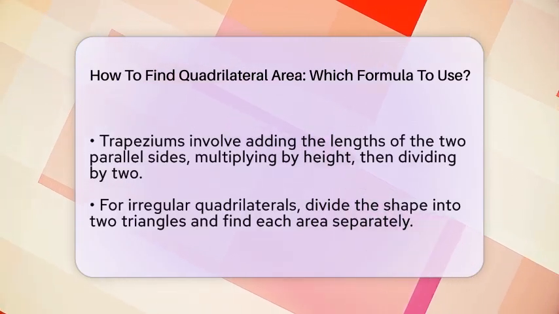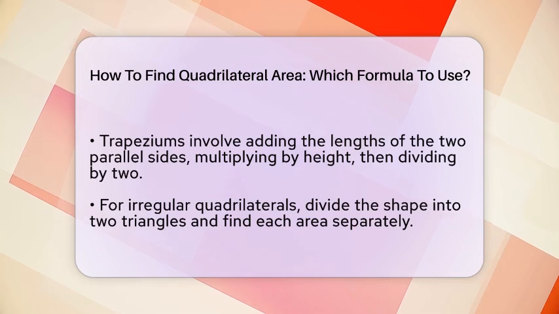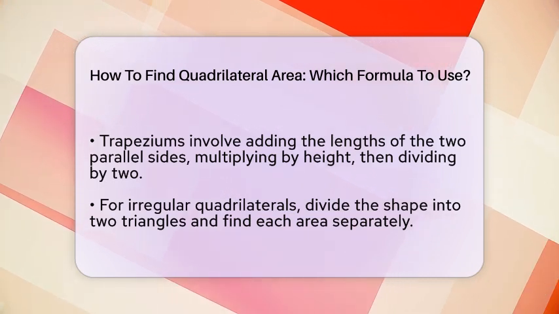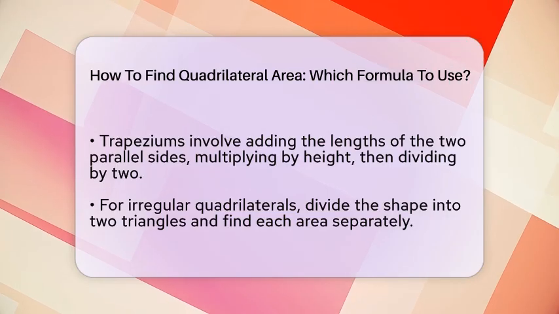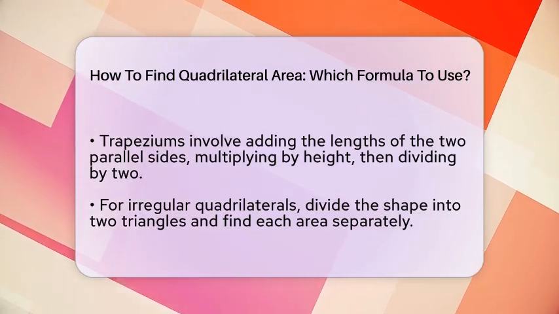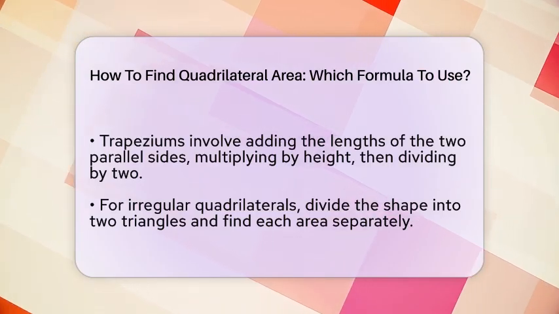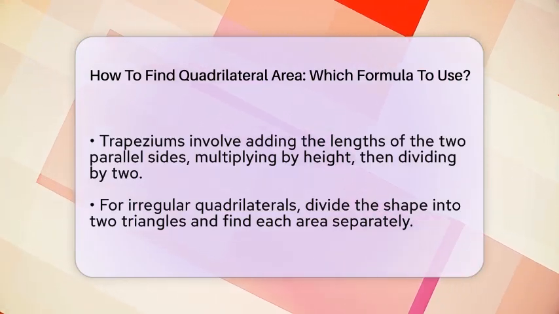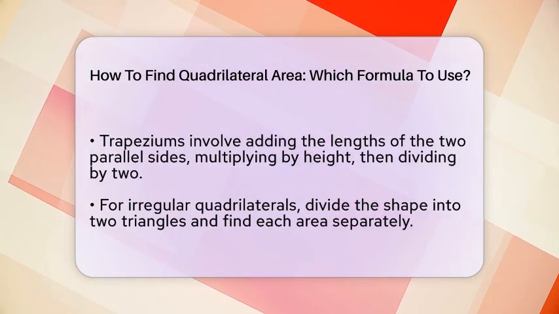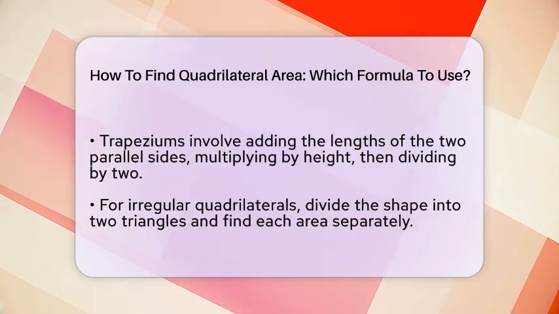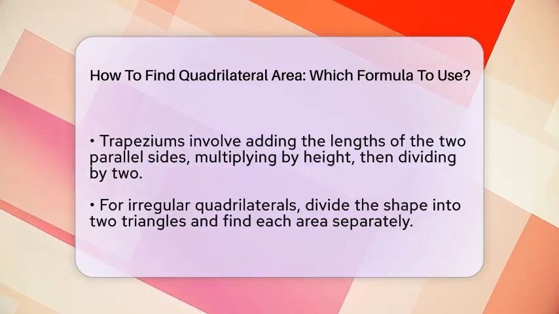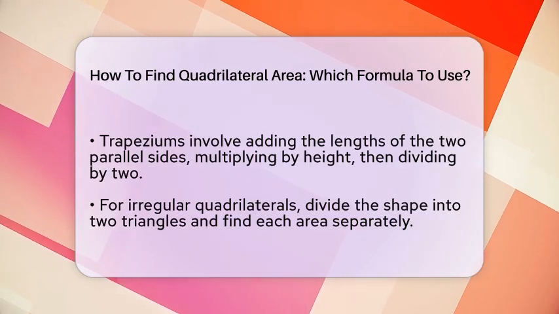Now, what if your shape is irregular and no special properties apply? In that case, you can divide the quadrilateral into two triangles by drawing a diagonal. Then, find the area of each triangle separately. To do this, multiply the base by the height of each triangle and divide by 2. Add the two triangle areas together, and you get the total area of the quadrilateral.